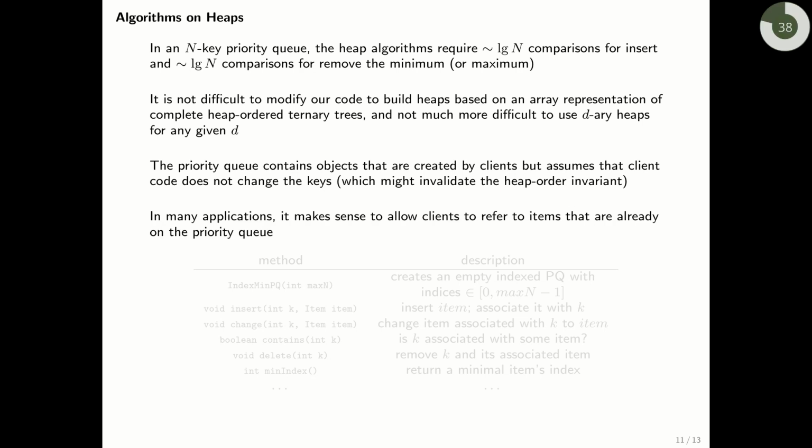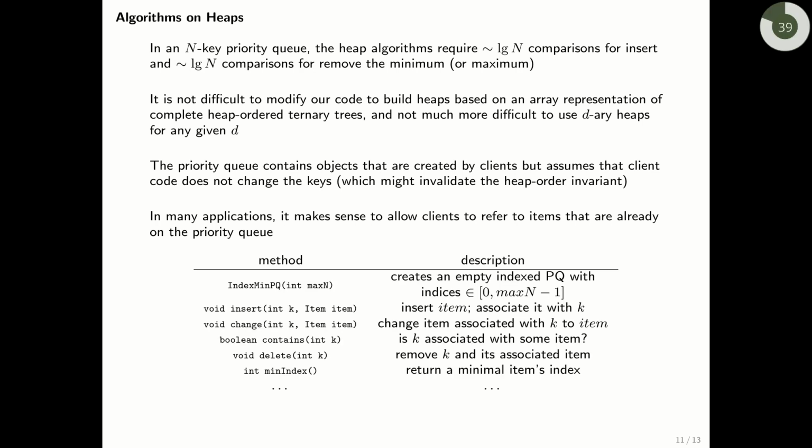Now, in many applications, it makes sense to allow clients to refer to items that are already on the priority queue. This data type called an indexed min-pq allows that. It allows clients to refer to items that are already on the priority queue. So let's look at the API for this data structure called indexed min-pq.